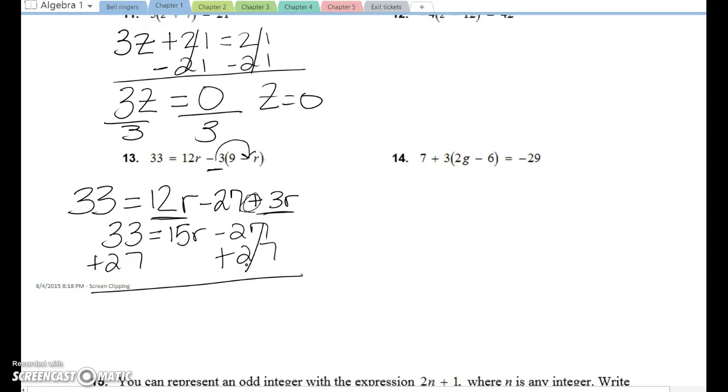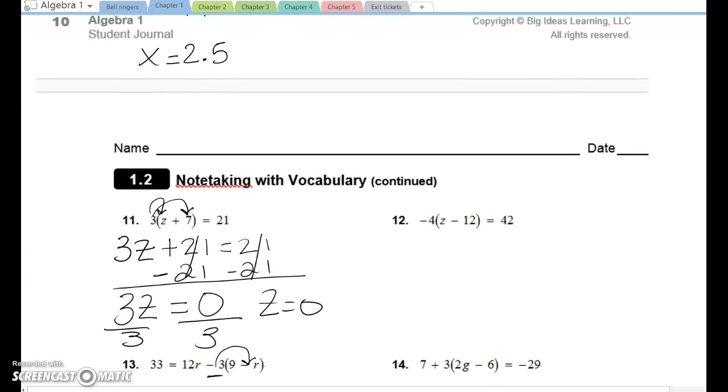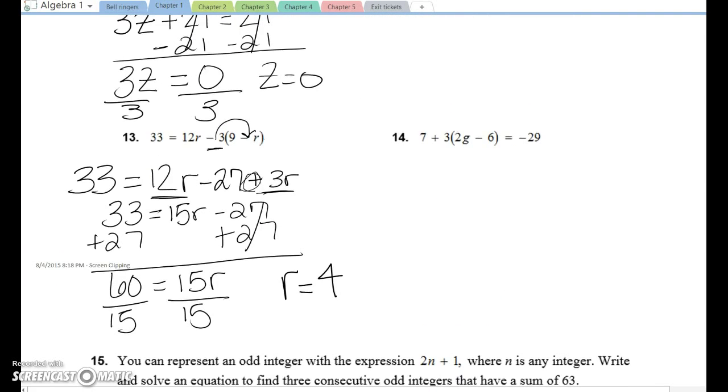So 33 plus 27 is 60, which equals 15r. We're going to divide by 15. And we get an answer of r equals 4. Alright, so stop here, and I want you to go back and do 12 and 14. And then when you come back, you will have all your answers for all the evens.